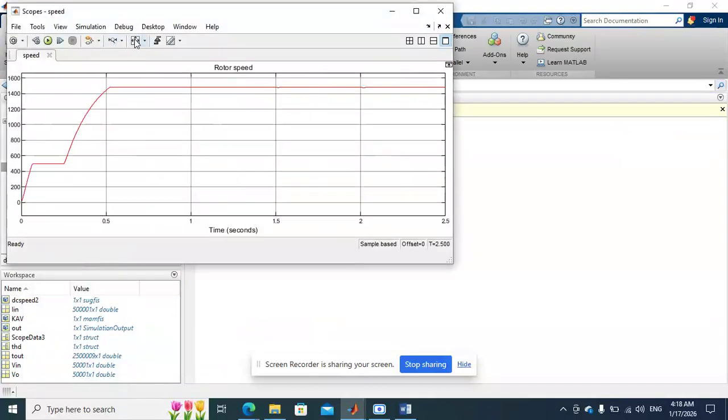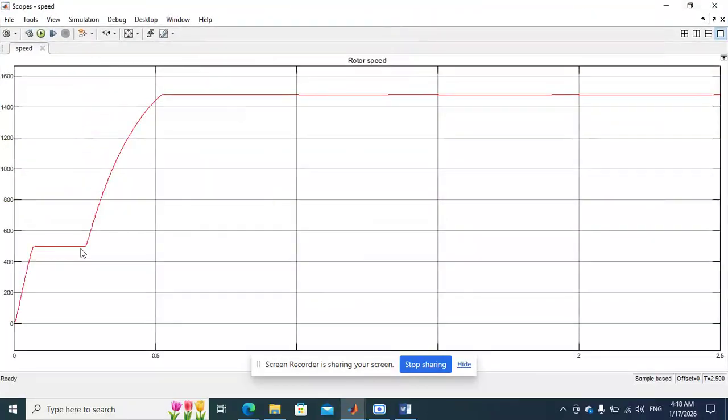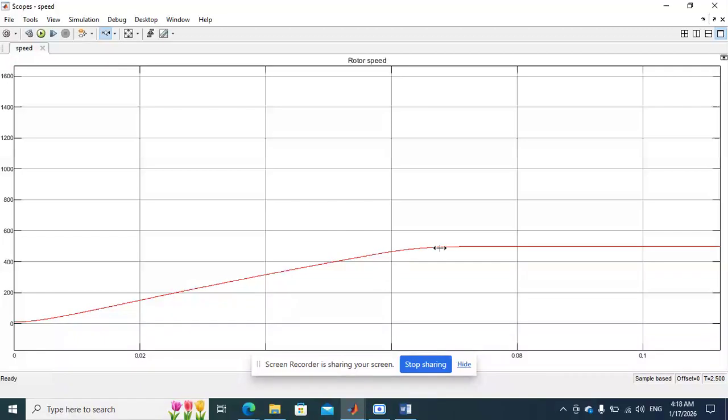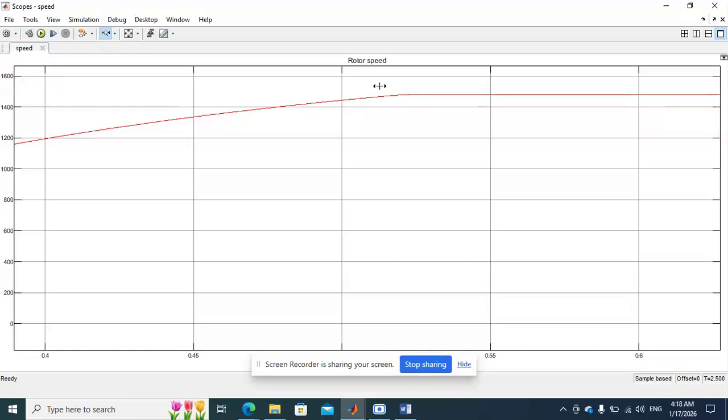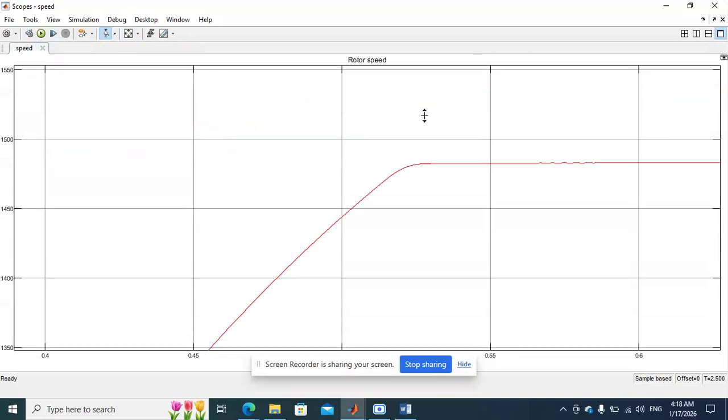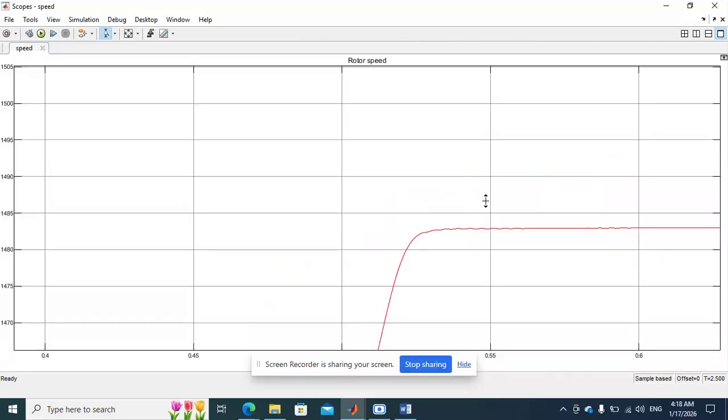This is the speed waveform. Initially it is 500, and after 0.25 seconds it is increased to 1500 rpm. If you see, it is settling at 0.07 second, and when the speed is increased at 0.25 seconds it is settled at 0.52 second. That means the settling time is around 0.27 seconds.